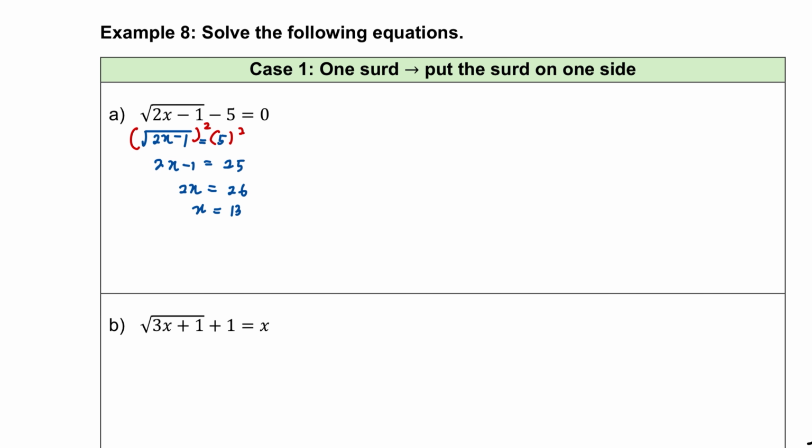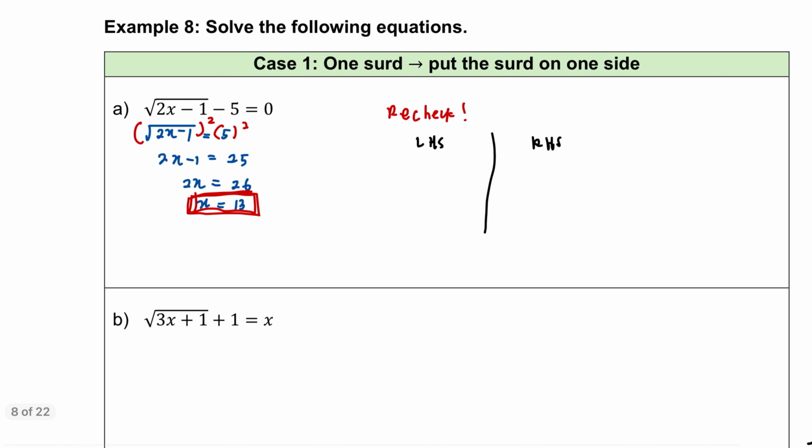Okay, but then, tak siap lagi. Okay, kita kena recheck. Okay, so satu extra step untuk Surds equation, kita kena recheck balik value yang kita dah dapat dekat sini. Okay, we need to recheck this value. Is this our answer? Betul ke ni jawapan kita? Okay, so let's recheck our answer. So nak recheck senang sahaja. So kita akan buat table. Left hand side and then right hand side. Okay, splitkan dia into two columns.